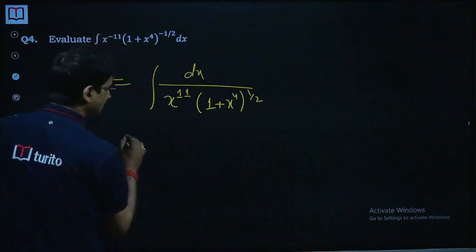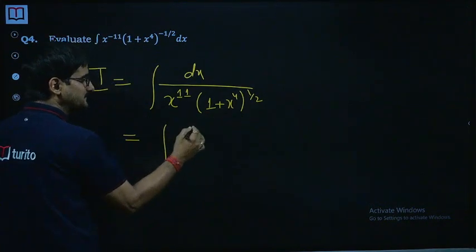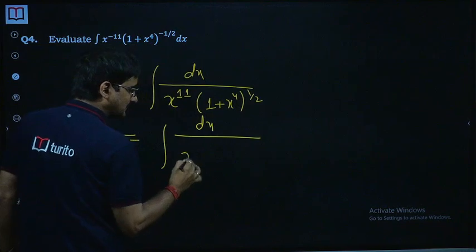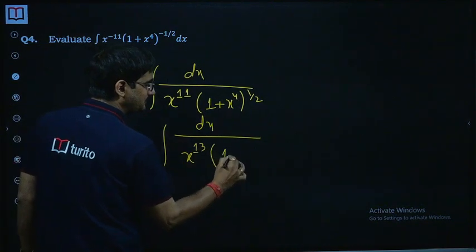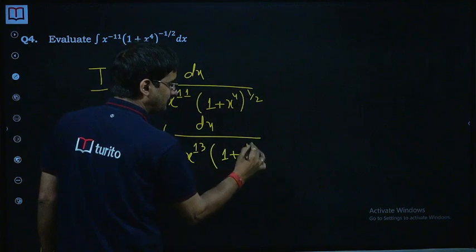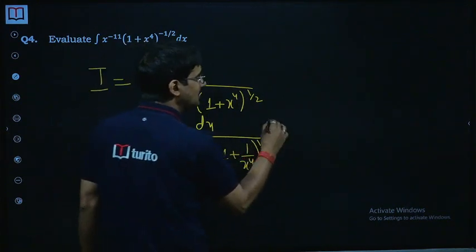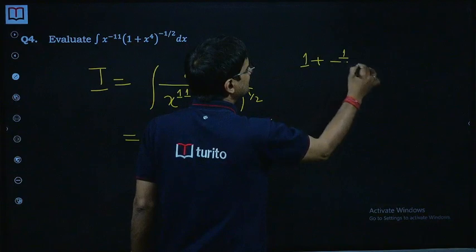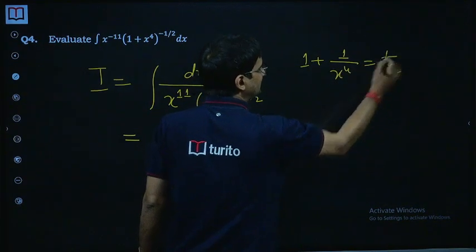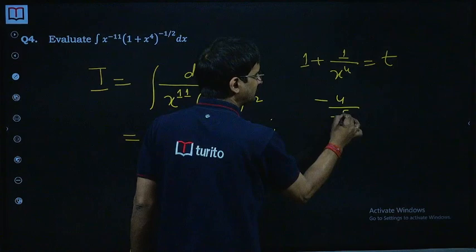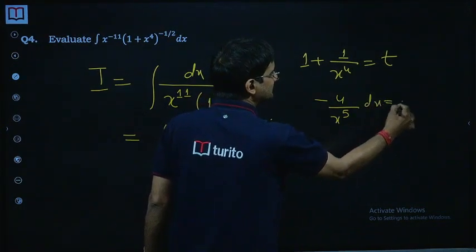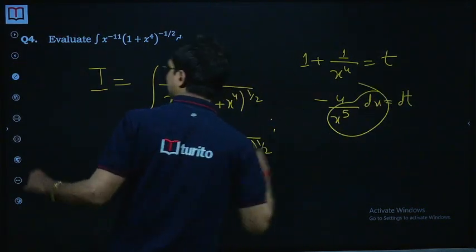Okay, so what I tried here was take x to the power 4 common here. So you get x to the power 13, isn't that? So 1 plus 1 by x to the power 4, raised to the power 1 by 2. Now of course, what's the choice? We don't have any choice. We will be replacing this by t. So minus 4 by x to the power 5 dx is dt. Okay, so dx by x to the power 5.